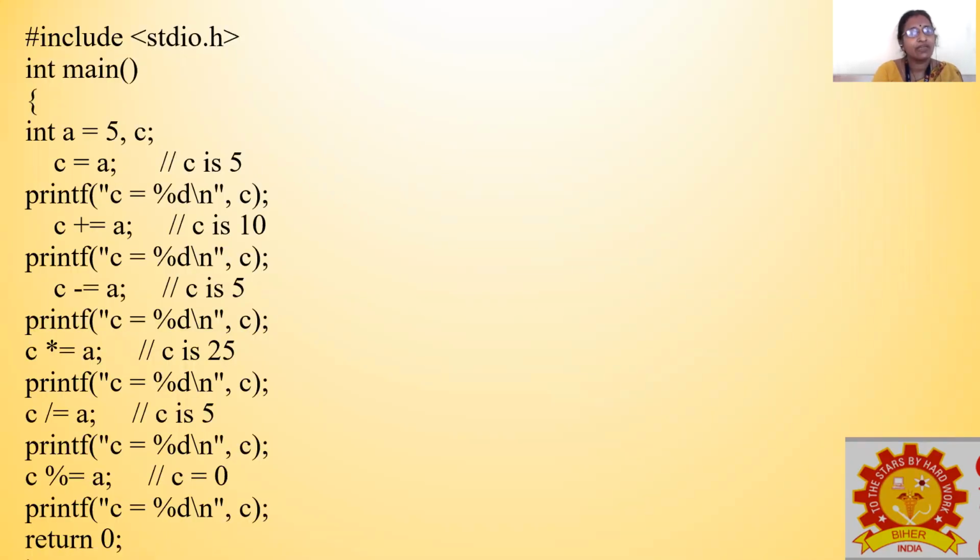Here is a very good example. A value is given and C is an integer. C equal to A, so C is 5 because A is assigned as 5. C plus equal to A means what? C equal to C plus A. So C value will become now 5 plus 5, 10.